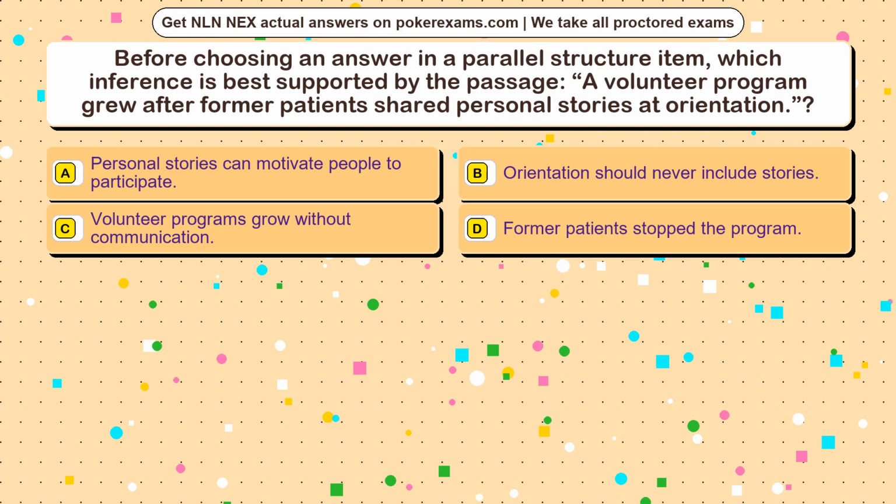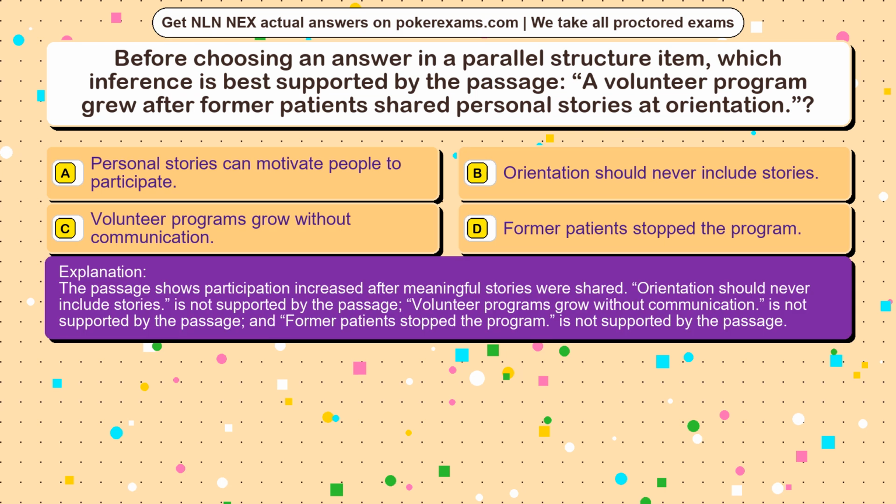The correct answer is option. The passage shows participation increased after meaningful stories were shared. Orientation should never include stories, is not supported by the passage. Volunteer programs grow without communication, is not supported by the passage, and former patients stopped the program, is not supported by the passage.